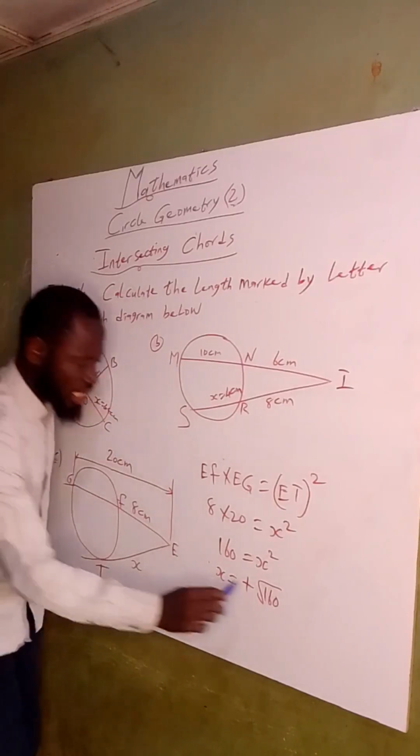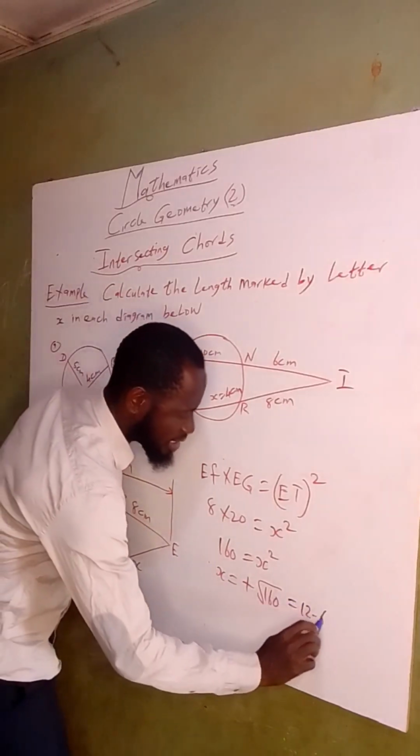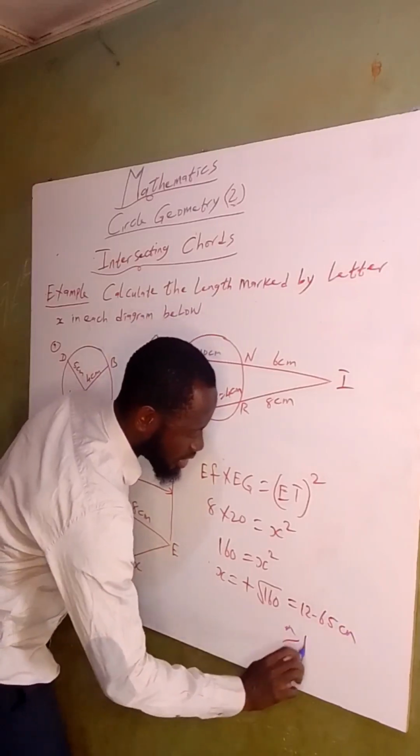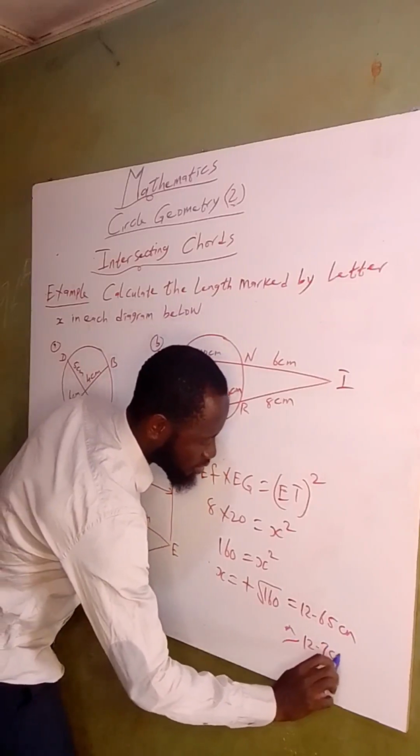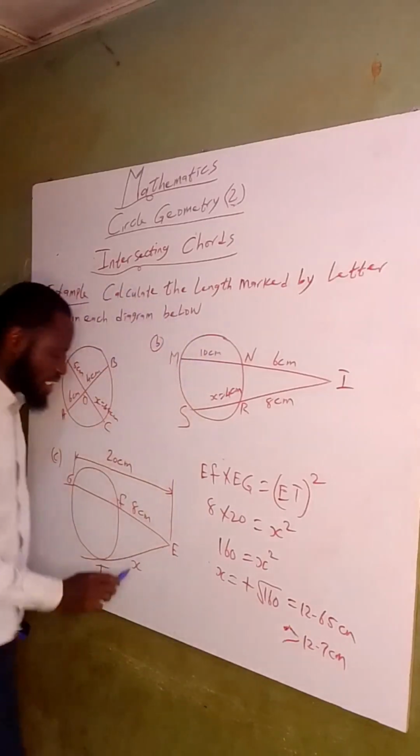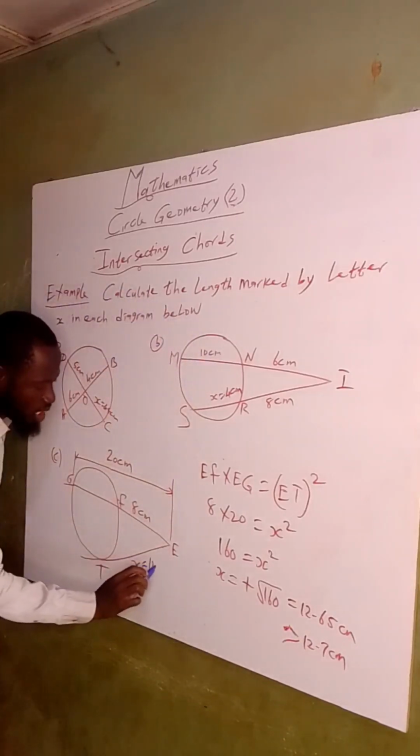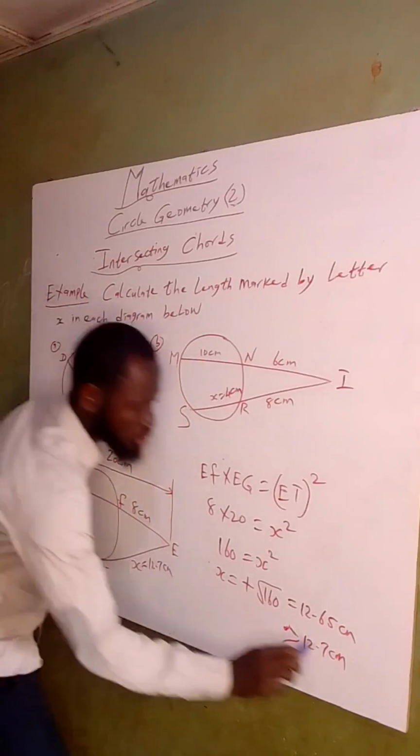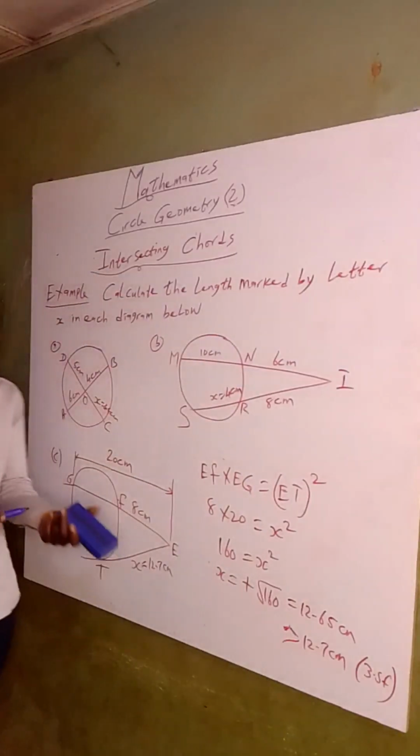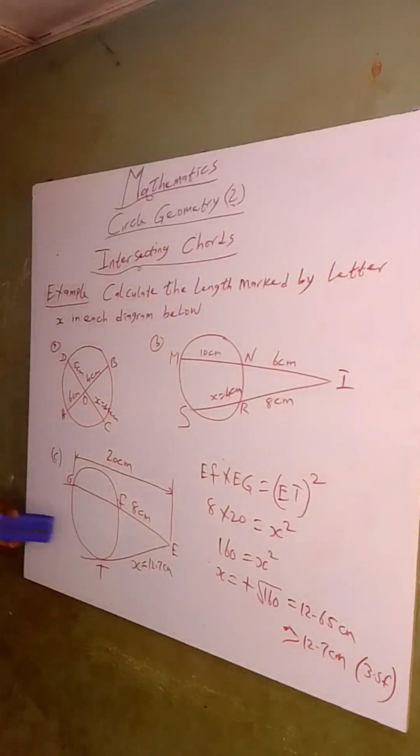That gives us around 12.65 centimeters, approximately 12.7 centimeters. Meaning that our X here is 12.7 centimeters, to 3 significant figures. I believe you understand it.